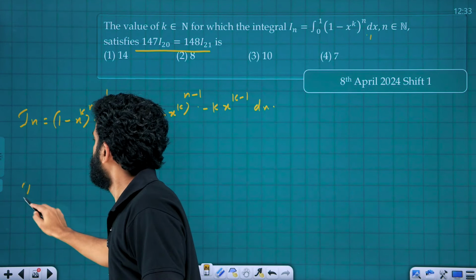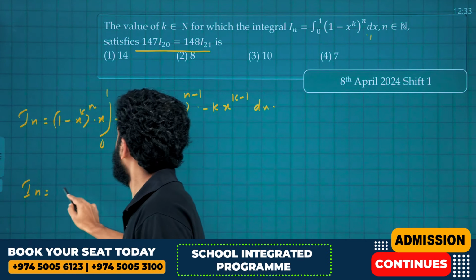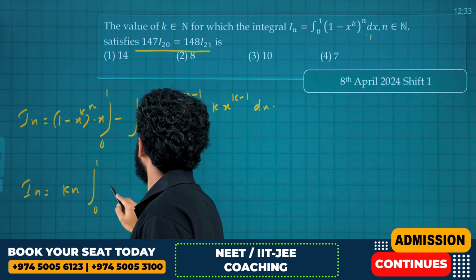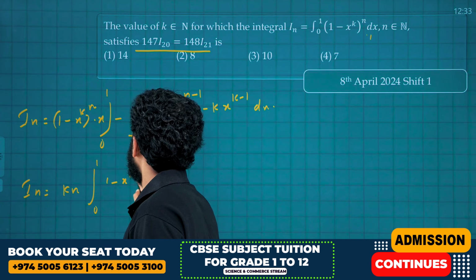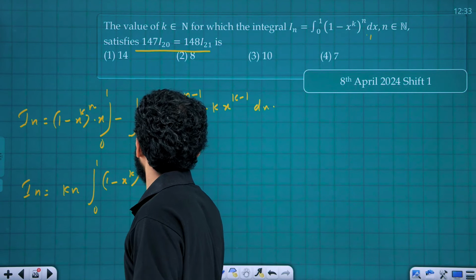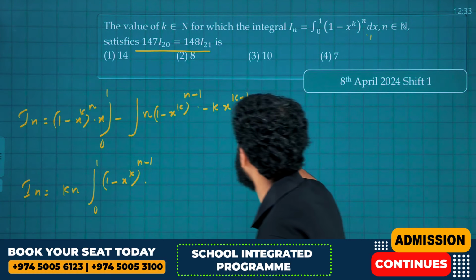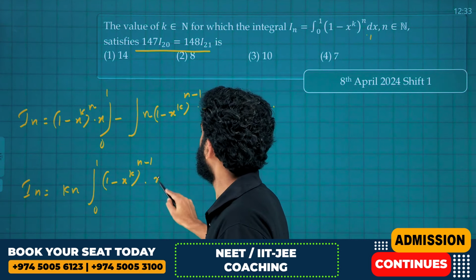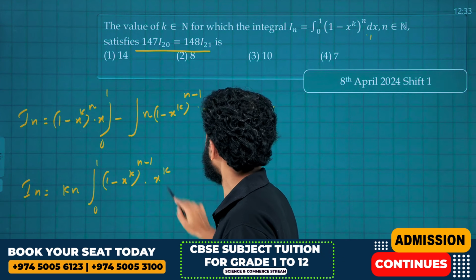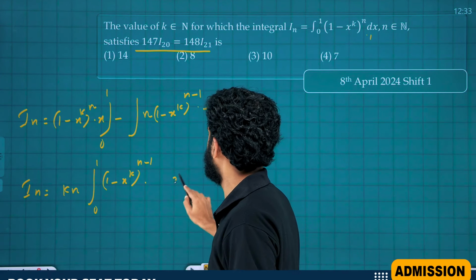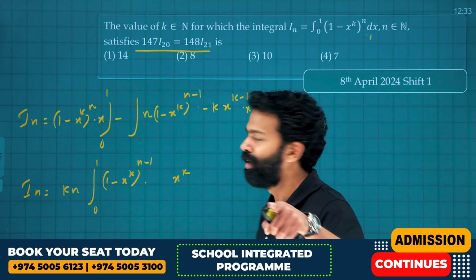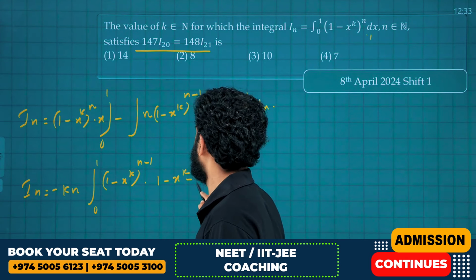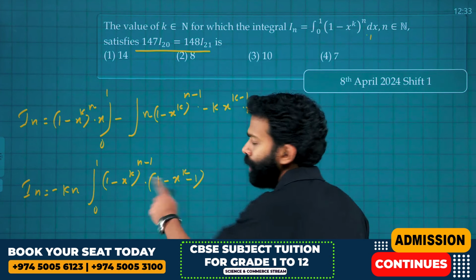Therefore, I_n is equal to, take this, it will be kn into the integral from 0 to 1 of (1 minus x^k) the whole raised to n minus 1, into, there is an x over here, that is x, into x raised to k. I put a space here, you know why, right? Just put a minus over here and here as well, put a 1 over here and subtract 1 over here, it will be like this. Okay, open it and you will get what?